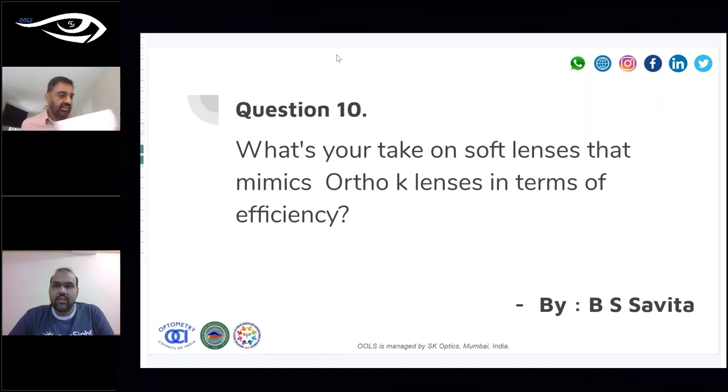There is also, if they go to the IMC website or the AMOC website, a textbook available on orthokeratology. Now, this is orthokeratology practice.